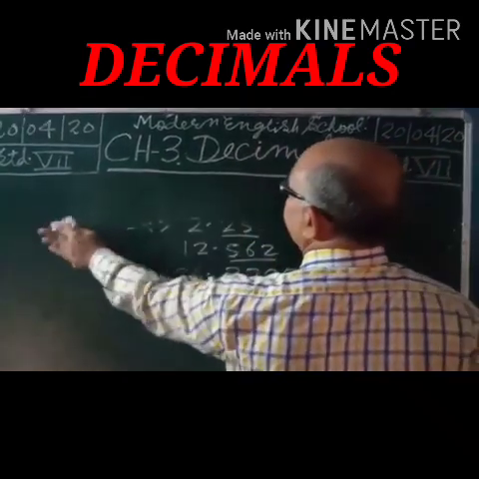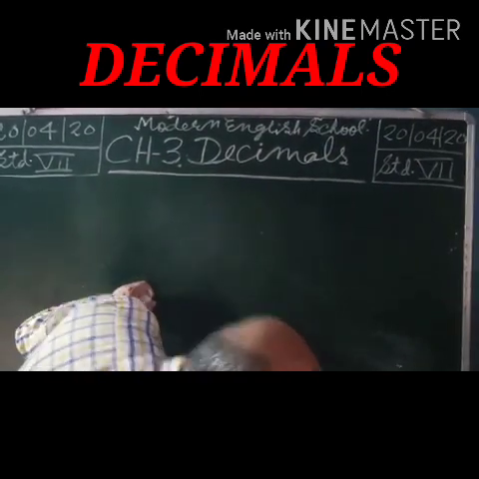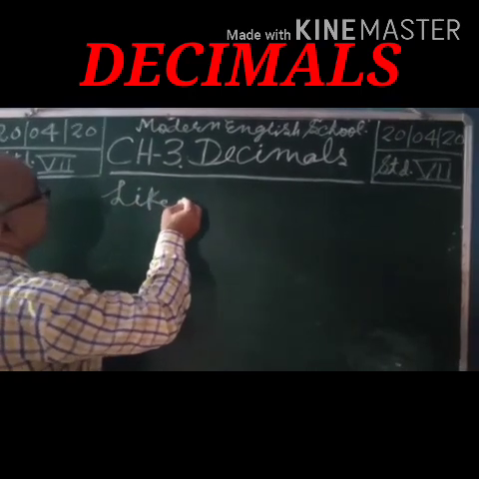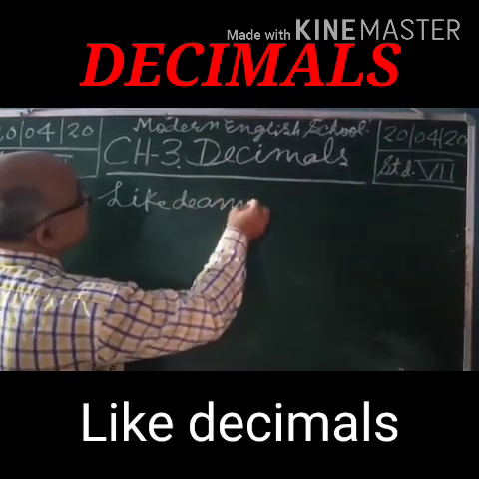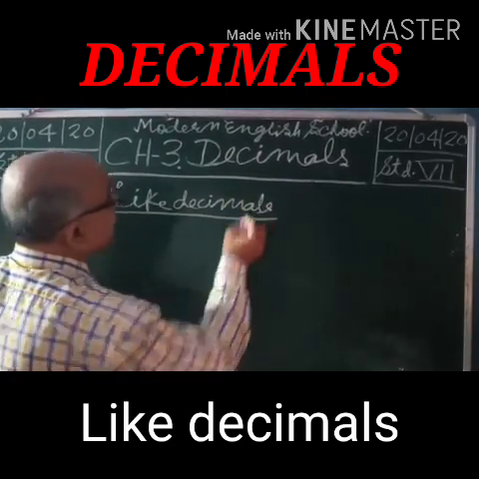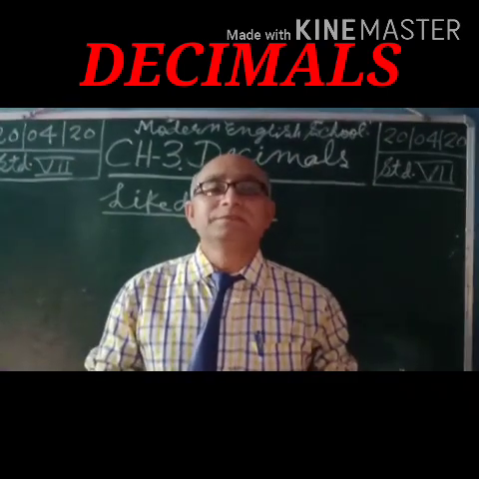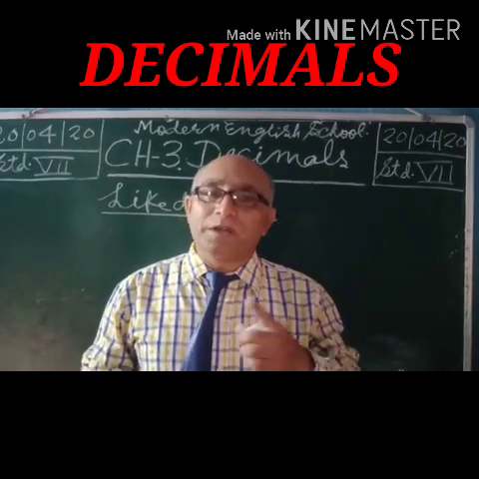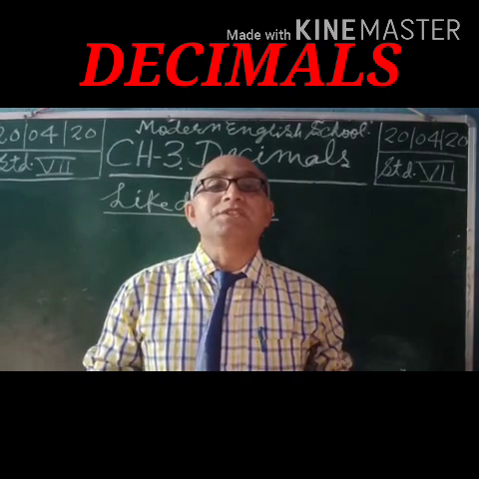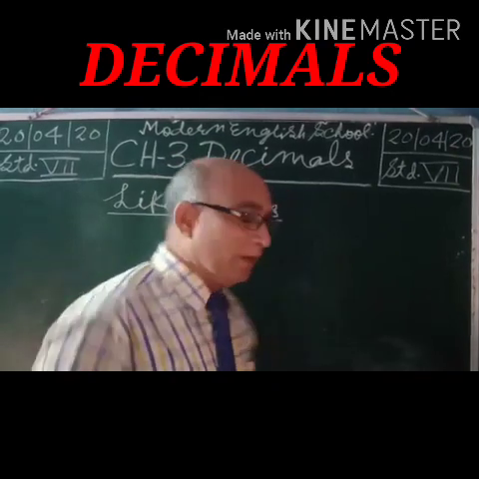Next term is like decimals. Like decimals are decimals having the same number of decimal places. Decimals having the same number of decimal places are called like decimals.